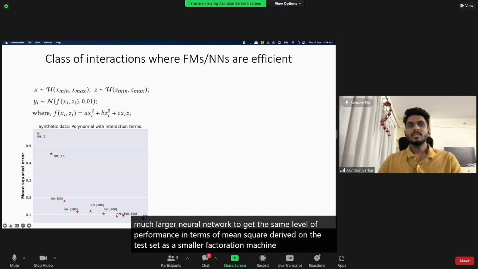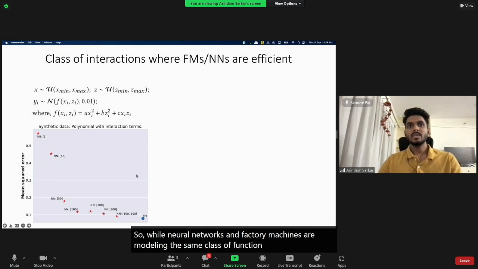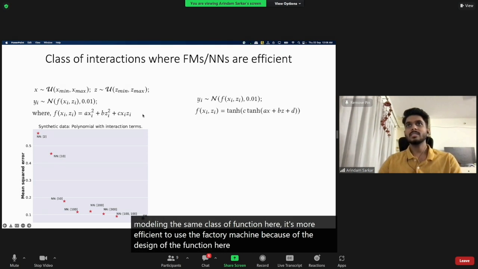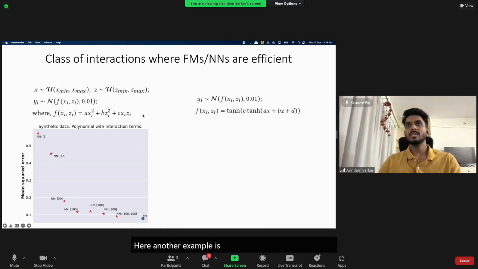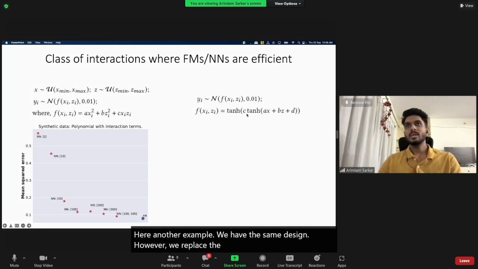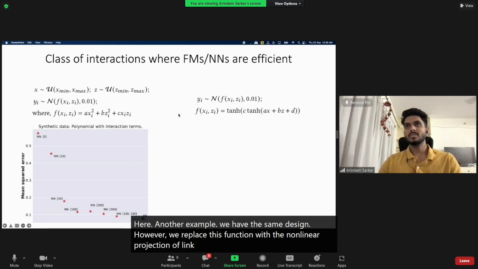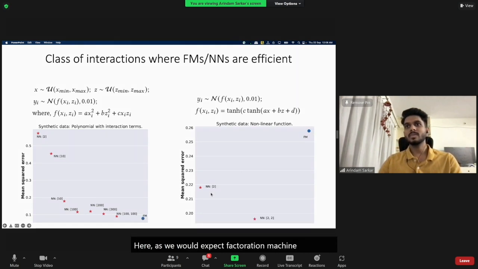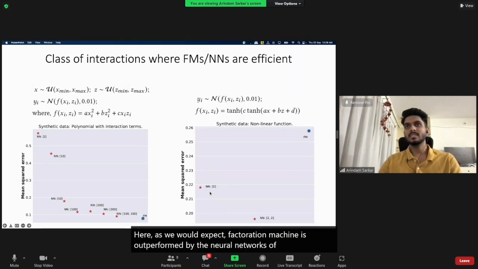So while neural networks and factorization machines are modeling the same class of function here, it's more efficient to use the factorization machine because of the design of the function. In another example, we have the same design. However, we replace this function with a non-linear projection of a linear combination of the features. Here, as we would expect, the factorization machine is outperformed by neural networks of much smaller sizes.